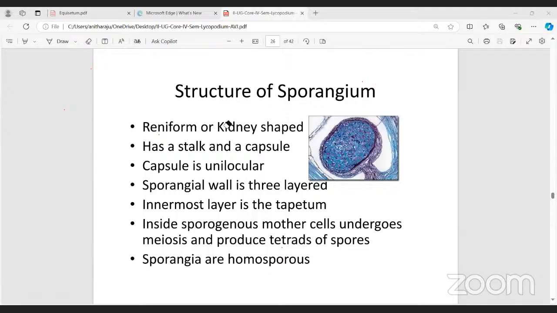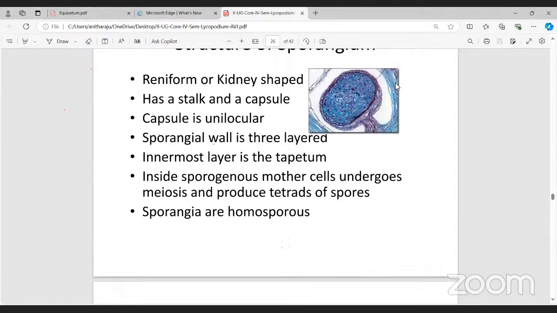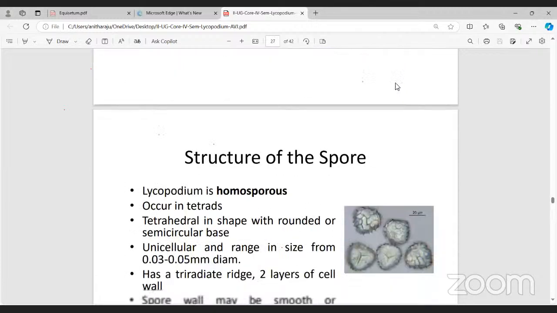Next, what happens after formation of spores? After development of spores, they form the gametophyte. Right. Let's see the structure of spores.